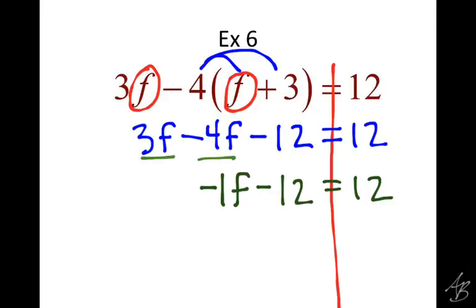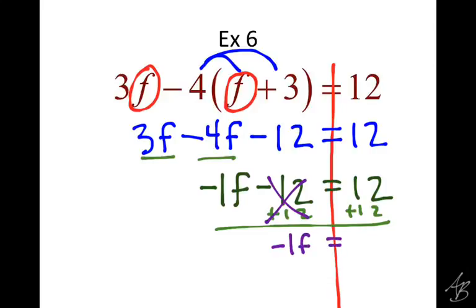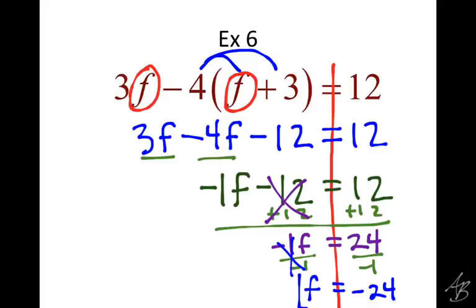All right, so what do I need to do to get the f by itself? We're going to add 12 to get rid of that minus 12. When I add 12 to both sides, the 12s are going to cancel. So we have negative 1f equals 24. Okay, good. So we need to get rid of that negative 1. We're going to do that by dividing by negative 1. So we divide by negative 1 on both sides. The negative 1s cancel each other out, which leaves what? f equals negative 24? Yes. So 24 divided by 1 is 24. But since it's a positive divided by a negative, we're going to get a negative answer. So we get f equals negative 24.